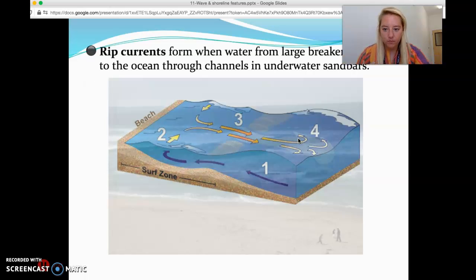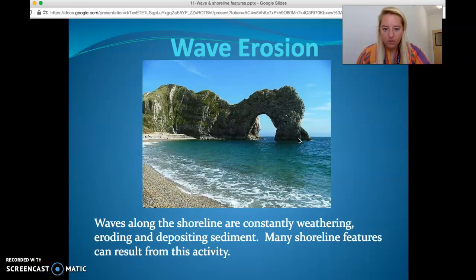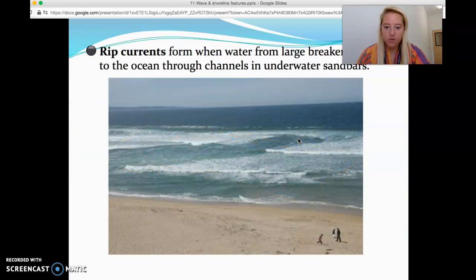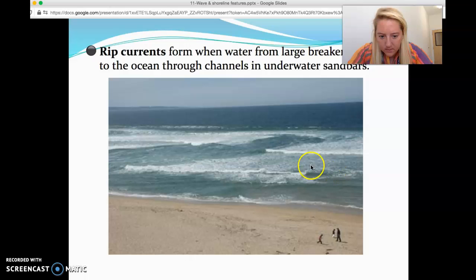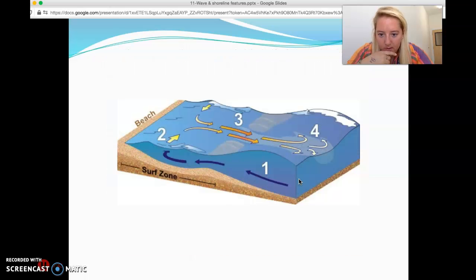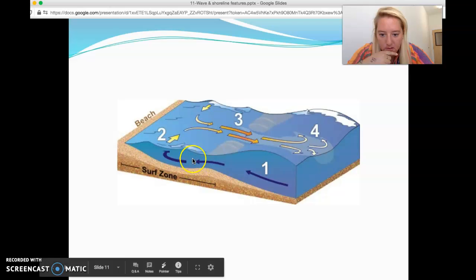Let's see. We had a picture. I don't know where I went. You can kind of see it right here in this picture. Can you see how right in this region it looks a little bit darker? That's actually the longshore currents flowing towards each other, and when they hit, they pull each other out into the ocean, and that's actually the rip right there. So that's pretty dangerous. You can see it here. Kind of, it starts to pull each other.